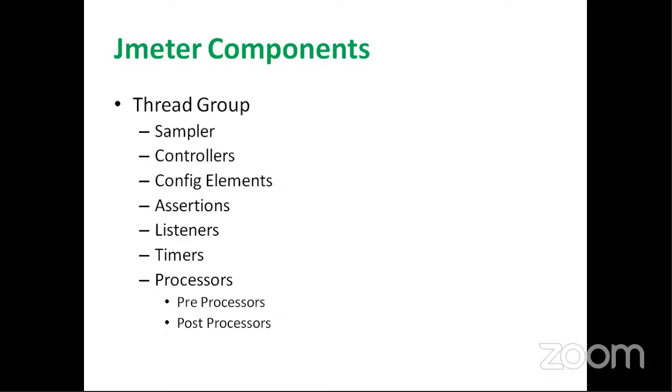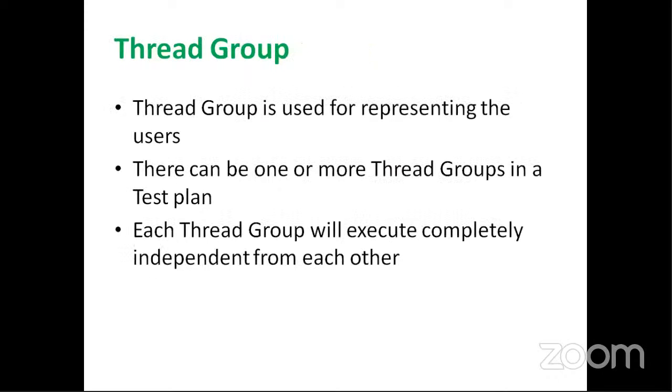And we have 7 different components that make up the complete JMeter. It will be samplers, controllers, config elements, assertions, listeners, timers, and processors. So first will be thread group. Thread group is nothing but representing the users. You can have one or more thread groups in a test plan. Even multiple thread groups in a test plan.